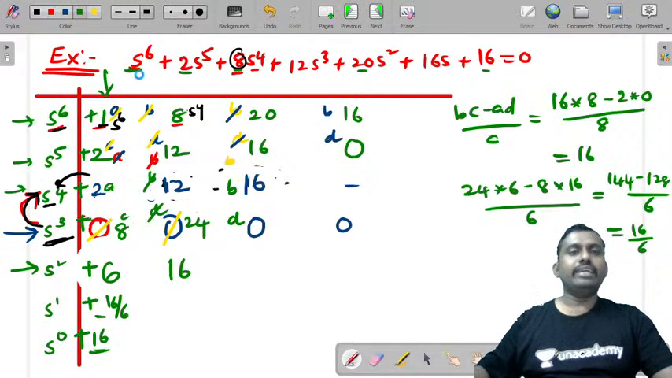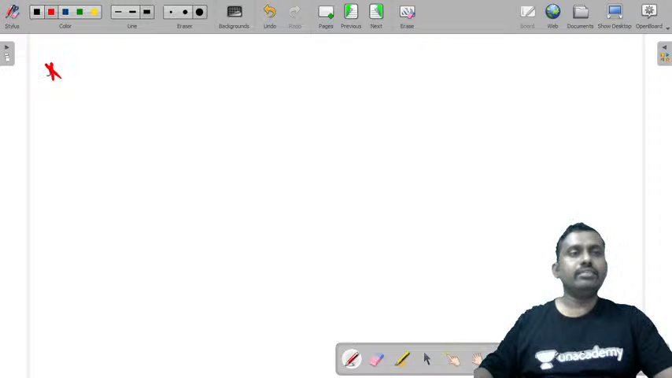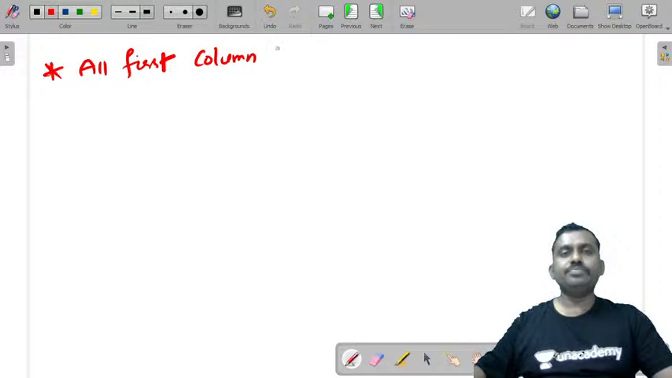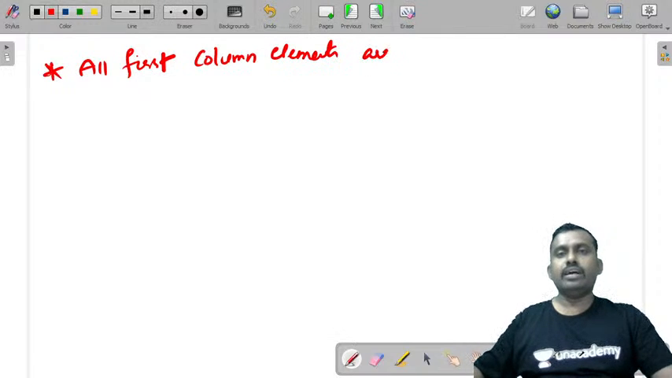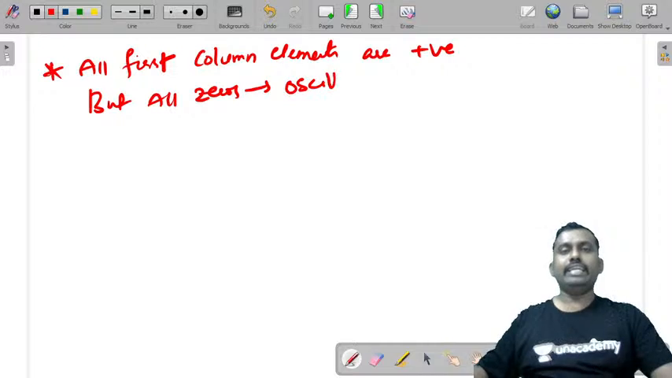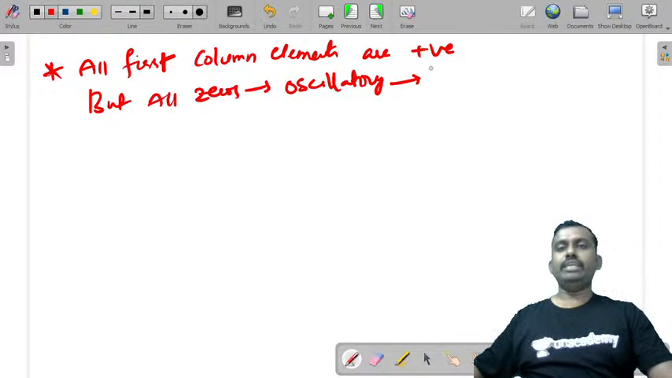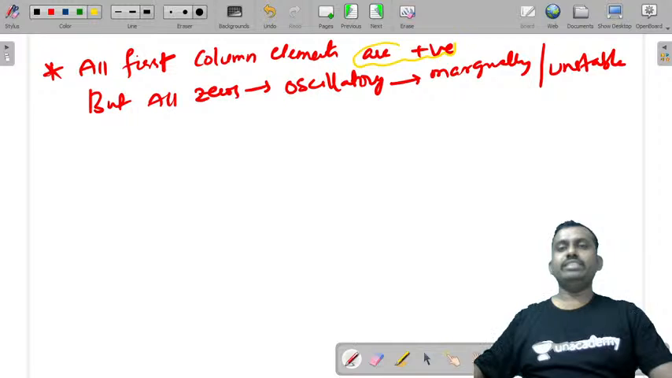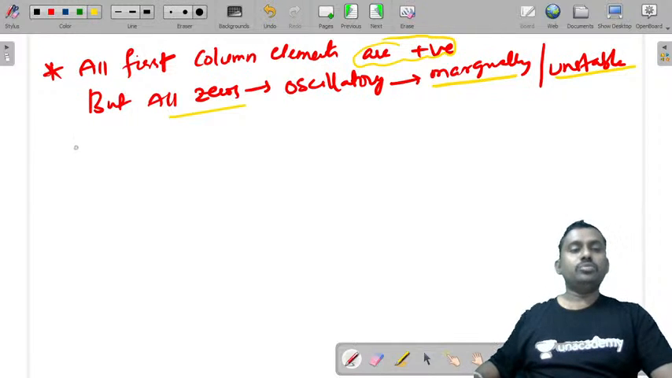Now from this, what you can write is very important. All first column elements are positive, but we have all zeros, which is an oscillatory system which can be marginally stable or unstable. How do you decide this? We have got all positive and we say actually it is positive, but because we have all zeros we cannot say it is stable. Either it can be a marginally stable or an unstable system, and there is one condition.